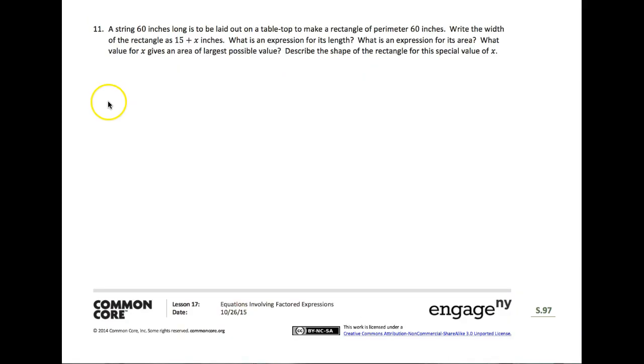A word problem. This is a tough one, I'm just going to tell you. A string 60 inches long is to be laid out on a tabletop to make a rectangle of a perimeter of 60. Well, the first thing I better do is make a rectangle. And it says the perimeter is 60. So we know that P equals 60. We just have to write down what we can.